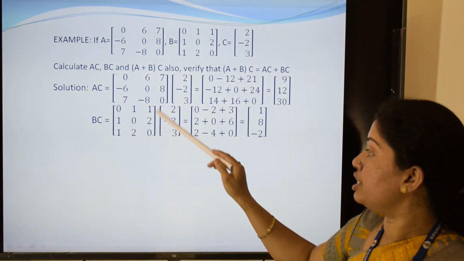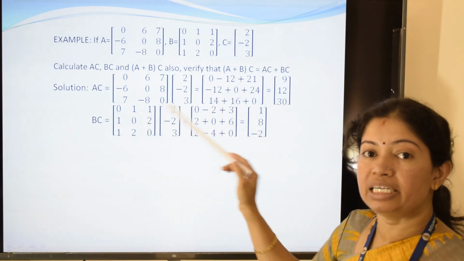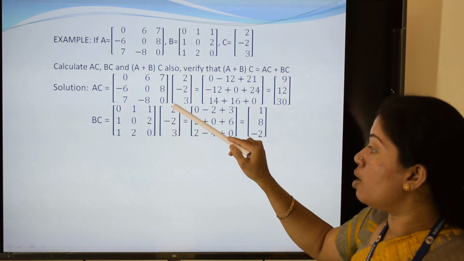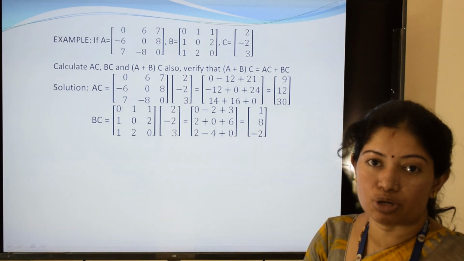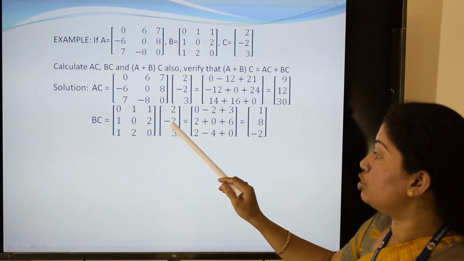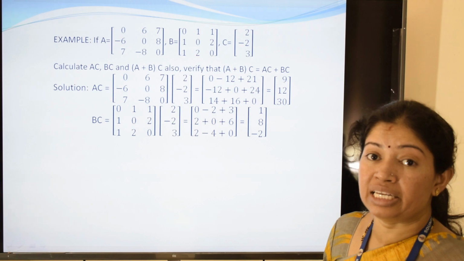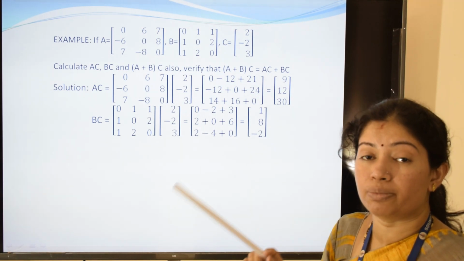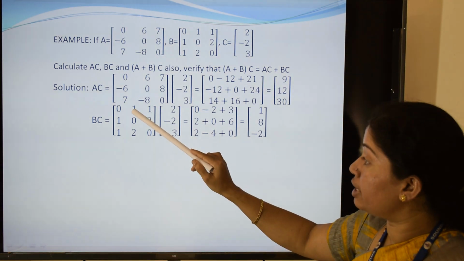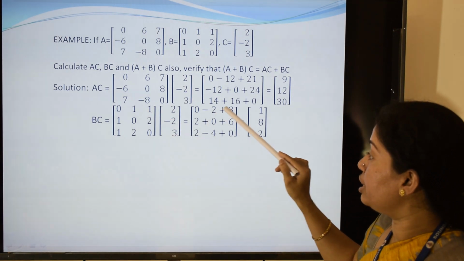So write matrix B, then write matrix C, and as usual multiplication. Which method? Row by column method. So take the first row, multiply with the corresponding elements of the first column. So 0 into 2, 0, plus 1 into minus 2 is minus 2. So you have to be careful with the sign here when you are calculating. Plus into minus will be minus. Minus into minus is a plus. So here you are having 1 into minus 2 plus 1 into 3 is 3.